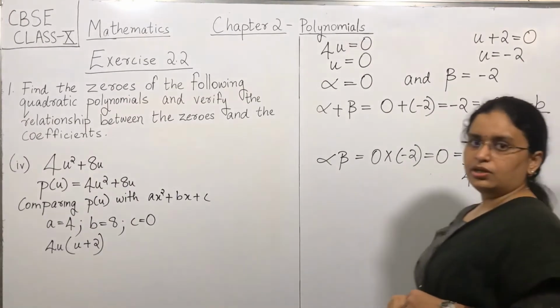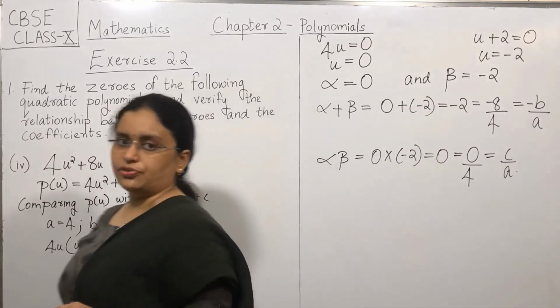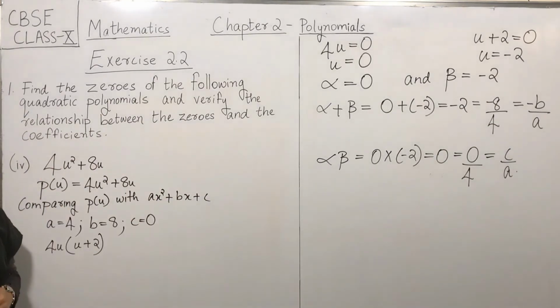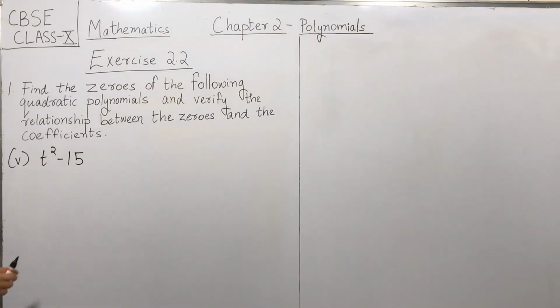So here we first find the zeros and then we verify the relationship between zeros and the coefficients. Okay, we can do the fifth question, that is t square minus 15.